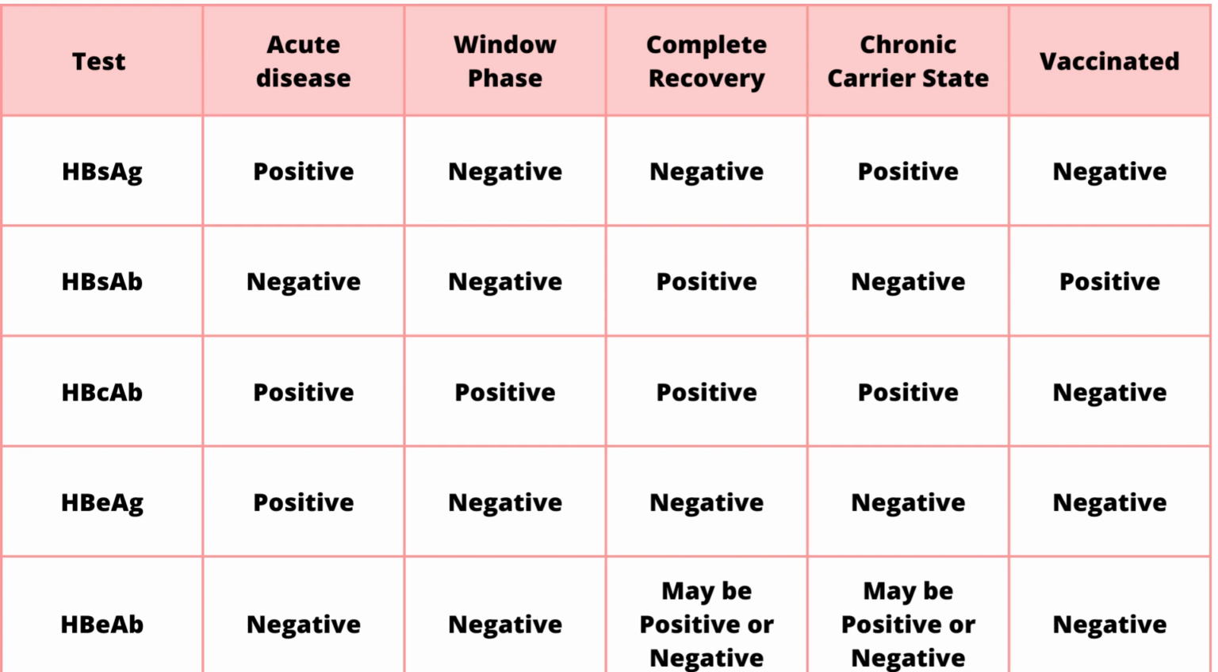In the complete recovery phase, surface antigen would have disappeared and its antibody would be present. Antibody to core antigen would be present and antibody to envelope antigen may or may not be present. In case of chronic carrier state, surface antigen would be present, its antibody would not be present, antibody to core antigen would be present, and antibody to envelope antigen may or may not be present, as we discussed earlier. In case of vaccination, the only marker that would be detected in the blood would be antibody to surface antigen.